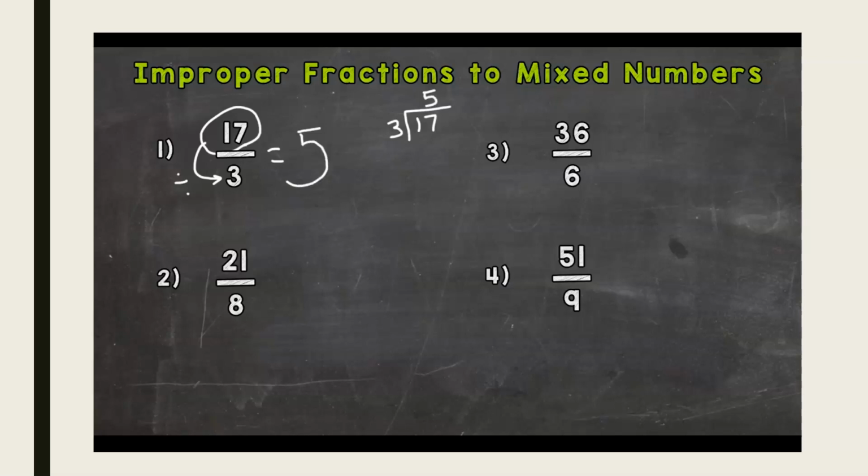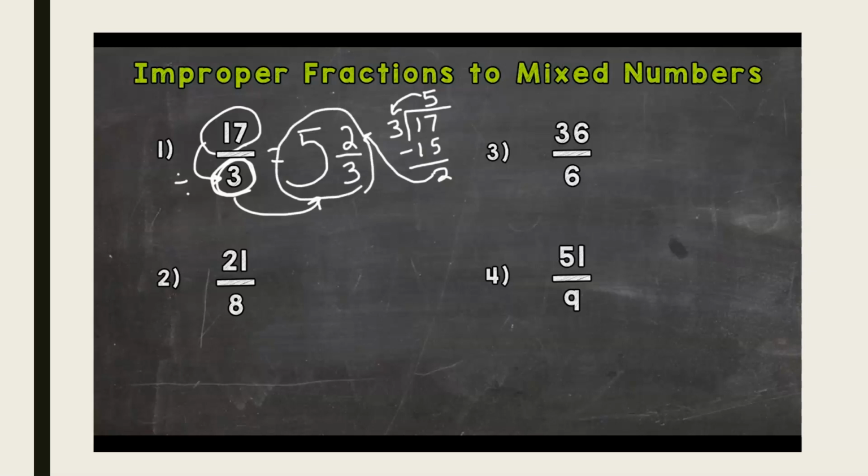So that's our whole number for the mixed number, for our answer. It doesn't work out exactly. There's going to be a remainder. So 5 times 3 is 15. Subtract, and we get 2 left over. Whenever there is a remainder, it's the numerator portion of the fractional part of the mixed number. So we put our 2, our remainder, up here. And then we keep the denominator the same. You don't need to change it. So we get 5 and 2/3.